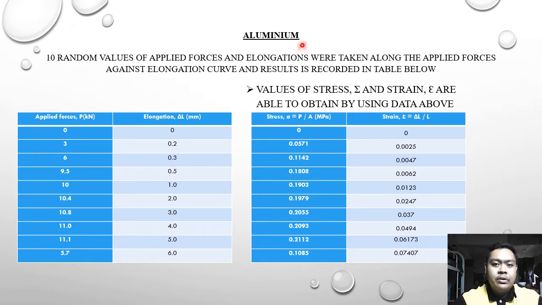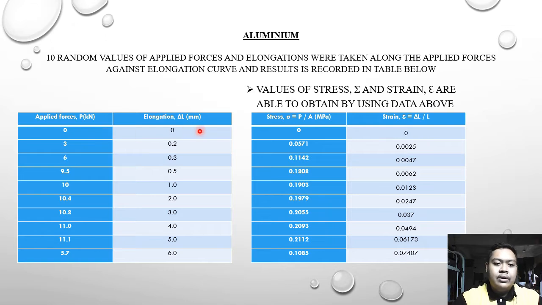Okay, the first one I would like to present is about aluminium, how we get the strain, and stress, and all of it. Okay, 10 random values of applied force and elongation were taken along the applied force against elongation curve, and the result is recorded in the table below. This is the table.